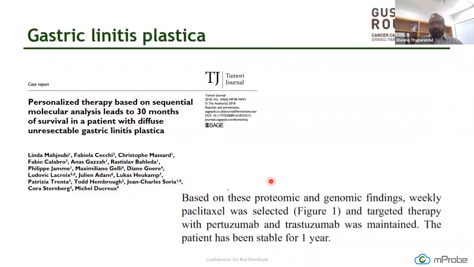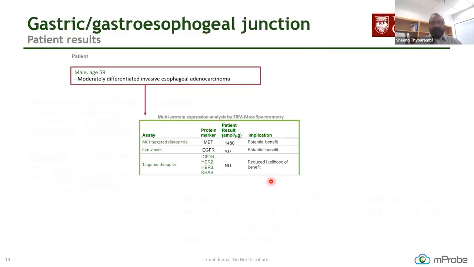I'll skip this, but this is more examples of where our work helped some of these patients, especially in the gastric cancer space. That's with a drug that's on the market. Now, here's an example of a drug that's not on the market. It was in clinical trials at this point.